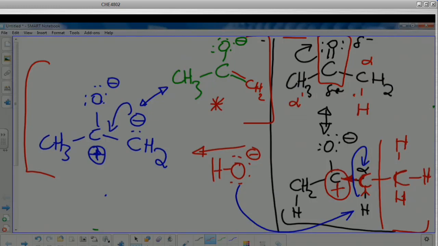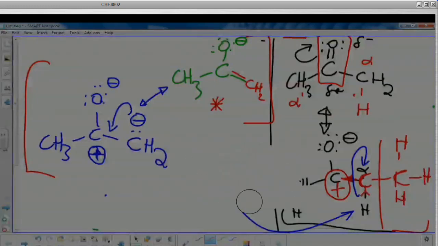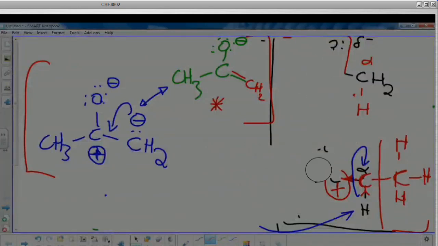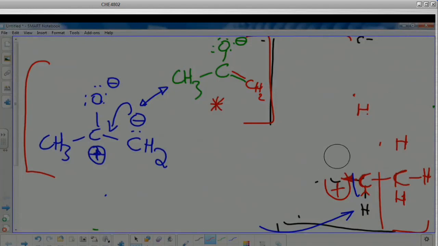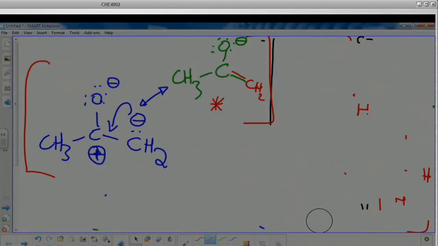I close them. When I say resonance structures, it's those I close in brackets. How many structures are in that bracket? Two. There they are. How many structures are in this bracket? Two.